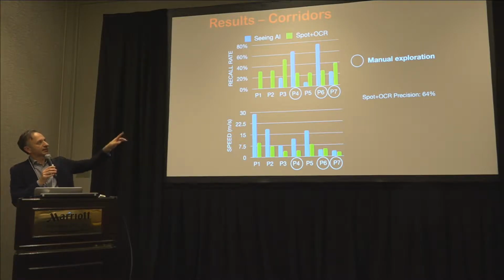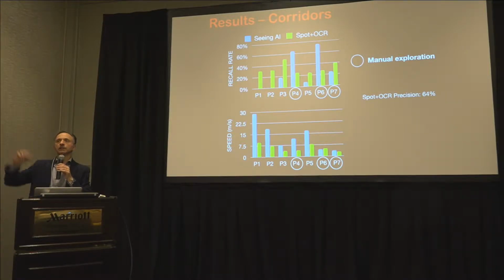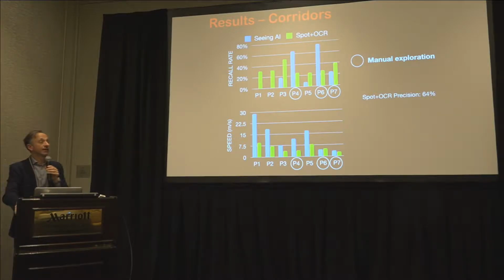So we have the 7 participants, and I highlighted those who actually did some tactile exploration to find text. They only did it with the Microsoft app, SeeingAI. Green bars are for our system. The blue bars are for Microsoft SeeingAI. You'll see that those who did tactile exploration were very proficient. They had a good recall rate. For those who didn't, the SeeingAI system basically did not work. Some were not able to find a single sign, because if you're moving the phone at a certain speed, it will not find anything.